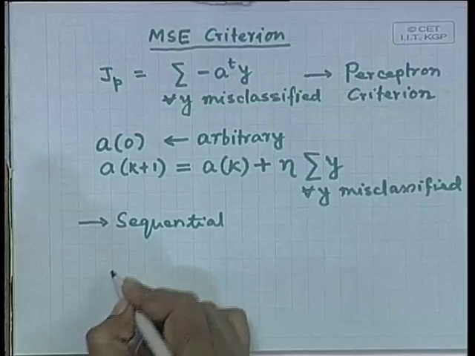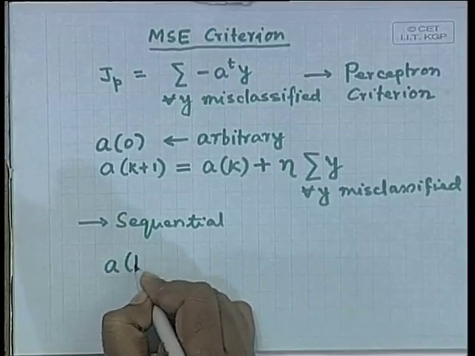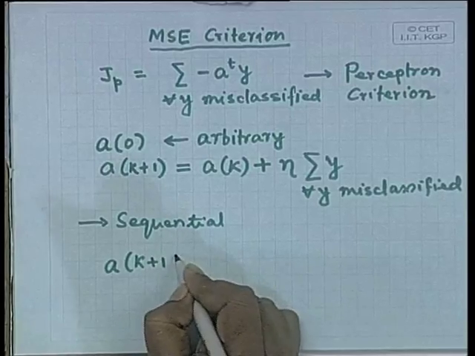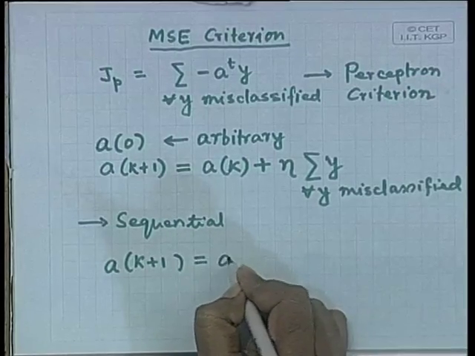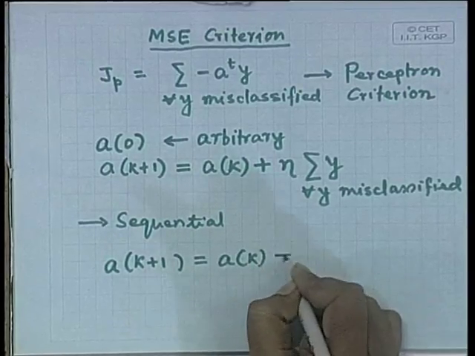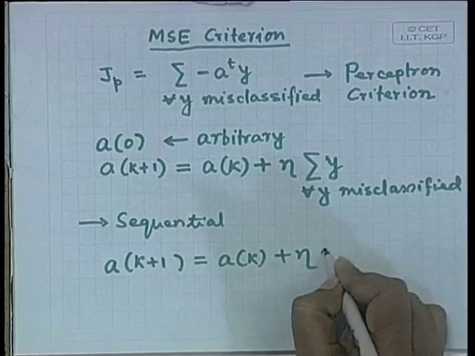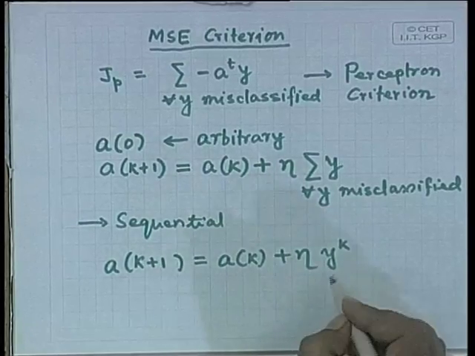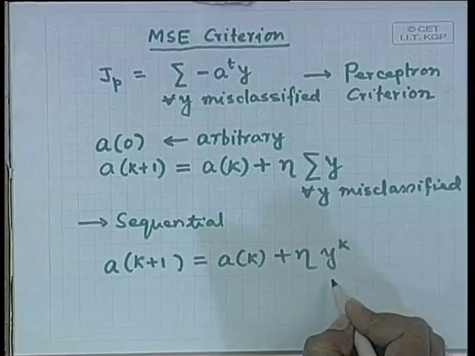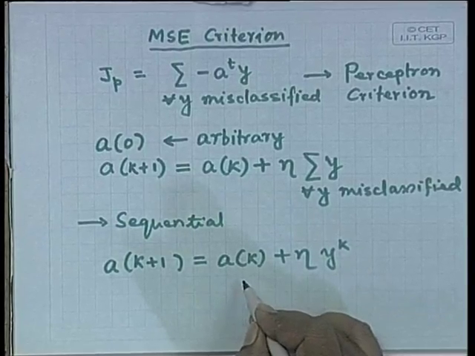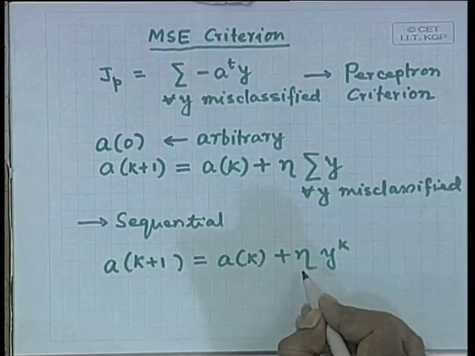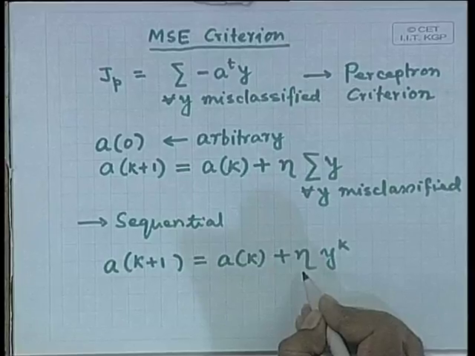So, if the kth sample is misclassified, then immediately you update the weight vector following this updation rule, that is A k plus 1 will be A k plus eta times y k, where this y k is the sample which is misclassified by the weight vector A k, and eta, we said, is the convergence factor.